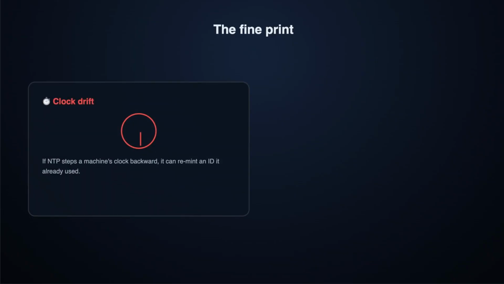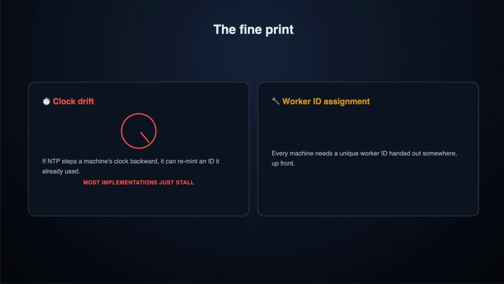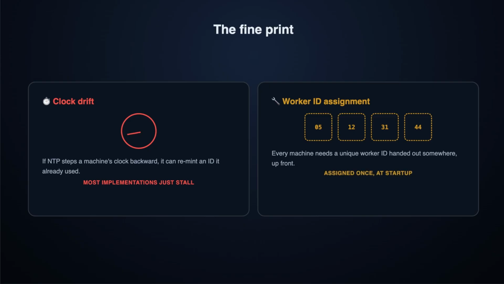If a machine's clock ever jumps backward, it can mint an ID it already used. Most implementations just stall until the clock catches back up. And every machine still needs its own worker ID assigned somewhere. That coordination happens once at startup, not on every request. Trade a little coordination upfront for none of it on the hot path itself.